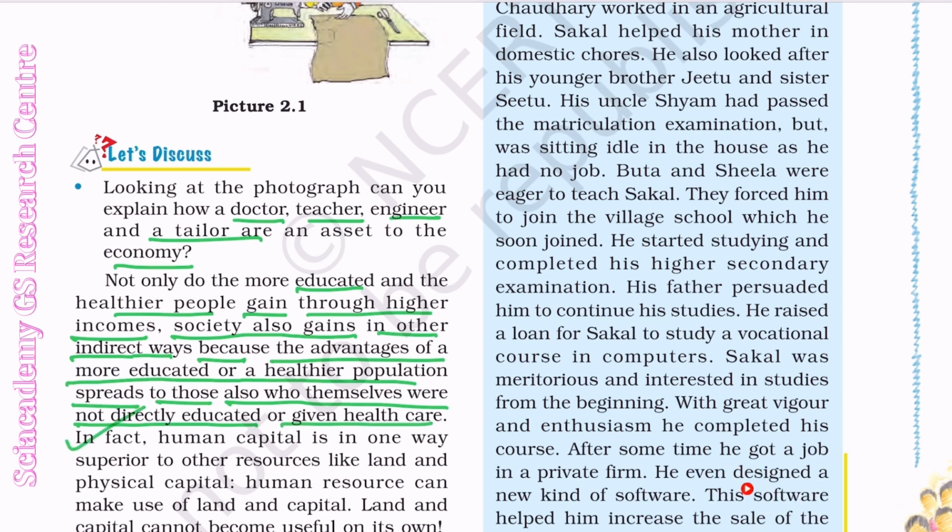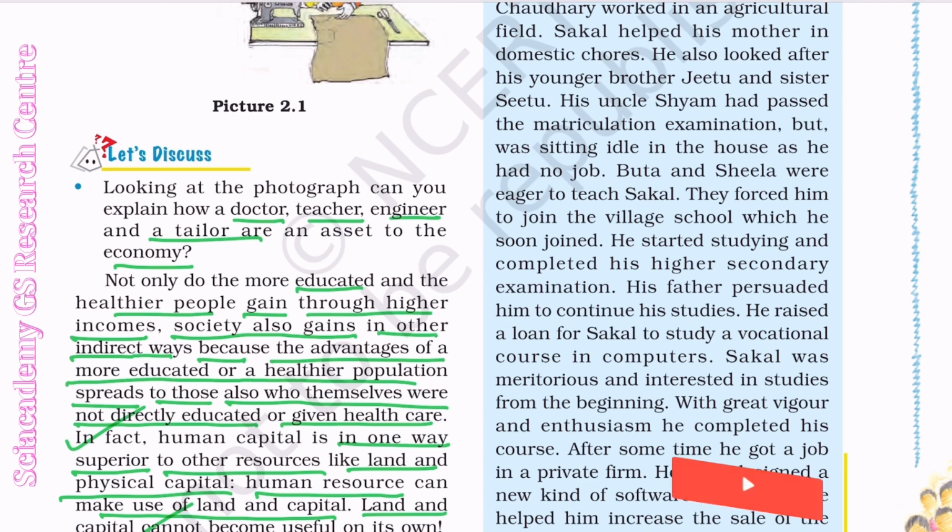In fact, human capital is in one way superior to other resources like land and physical capital. Human resource can make use of land and capital. Land and capital cannot become useful on its own. For many decades in India, a large population has been considered a liability rather than an asset.